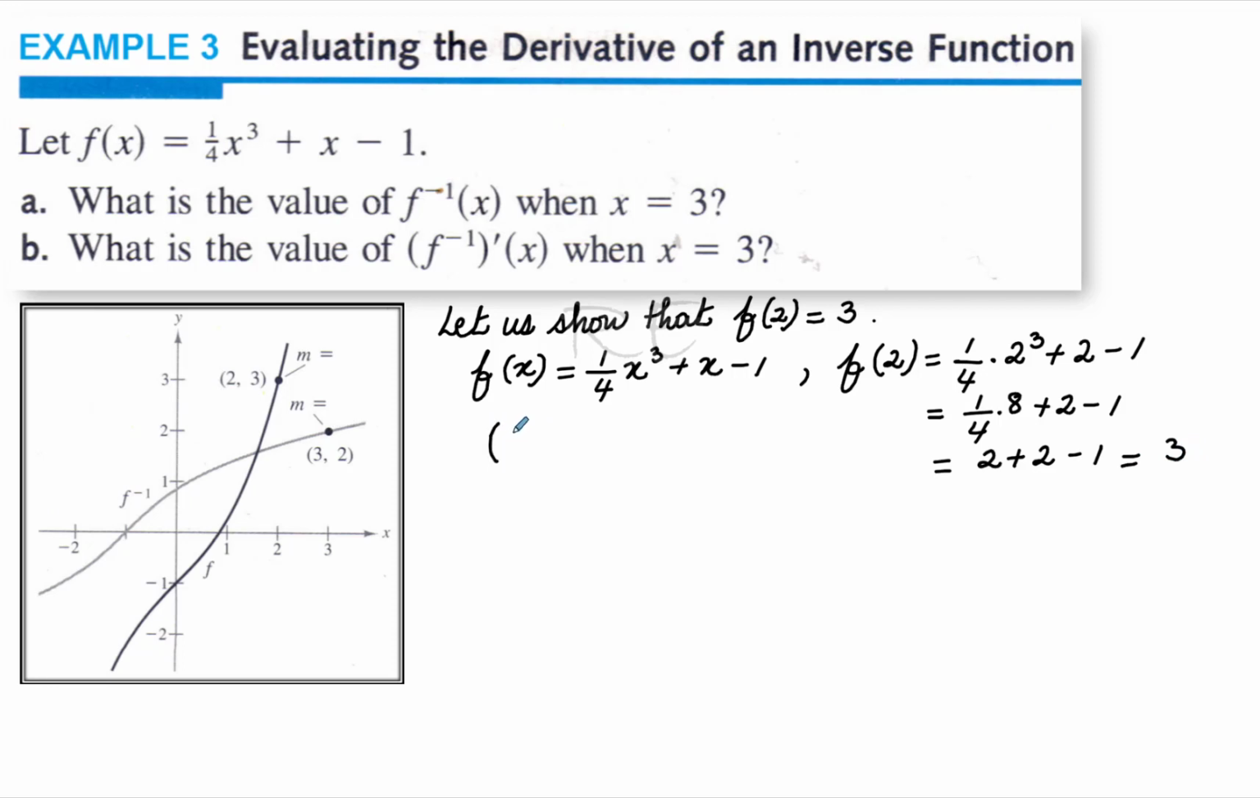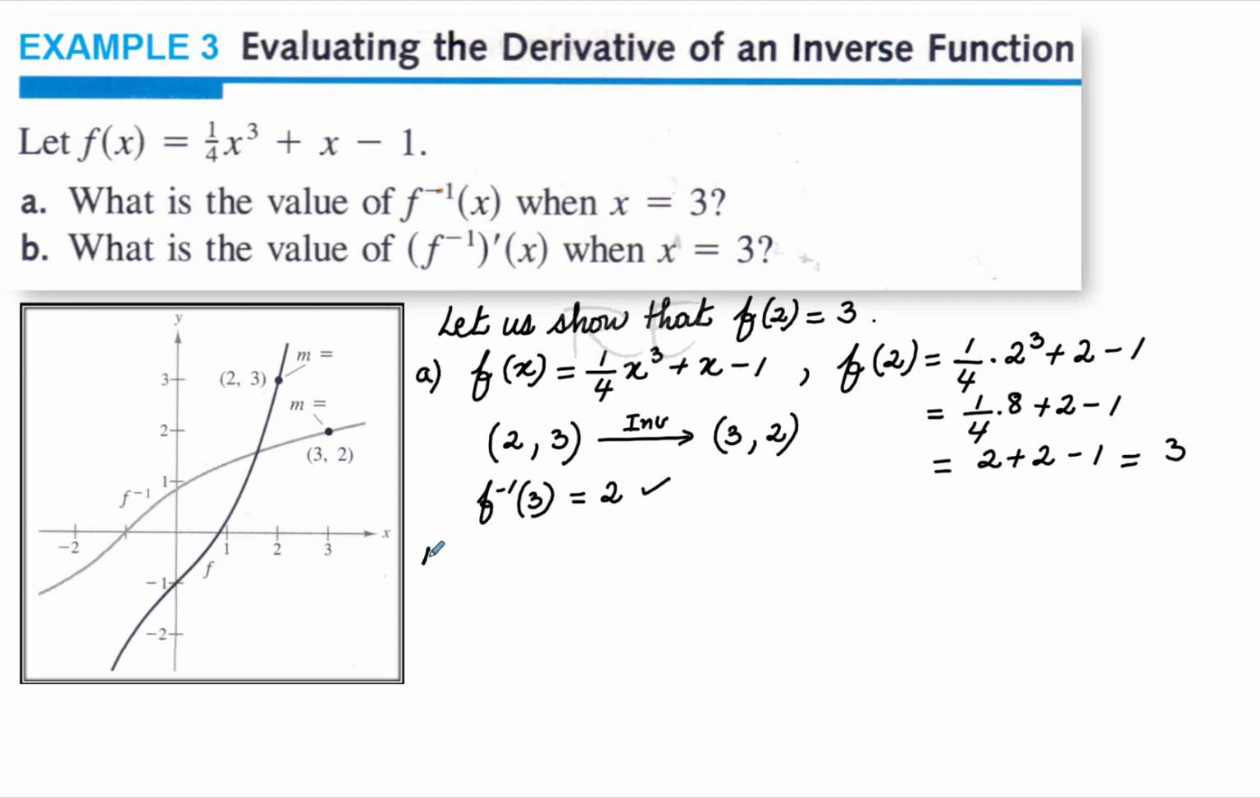Here's what we have. In the function, the point (2, 3) has the point (3, 2) for the inverse. Therefore, the inverse of f of 3 is equal to 2. So we took care of A.